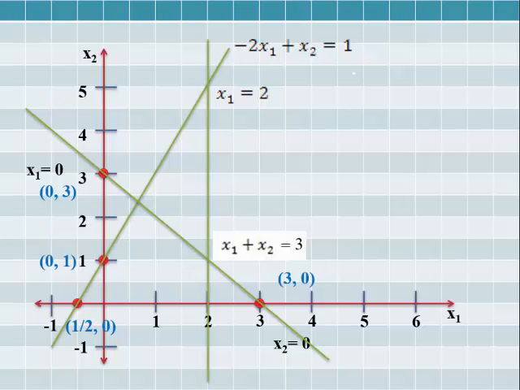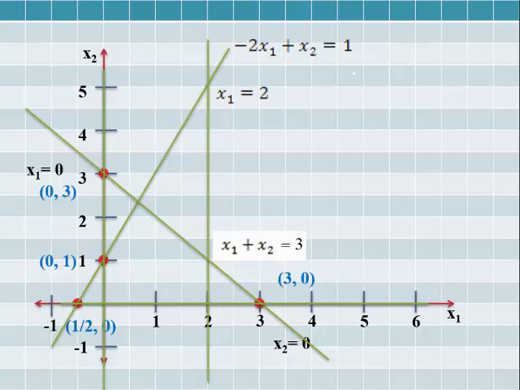Then for considering the non-negativity constraints, that is x1 is greater than or equal to 0 and x2 is greater than or equal to 0, mark the lines x1 equal to 0 and x2 equal to 0. So this is x1 equal to 0 and this is x2 equal to 0. Now consider all the constraints, that is the first line, minus 2x1 plus x2 equal to 1.